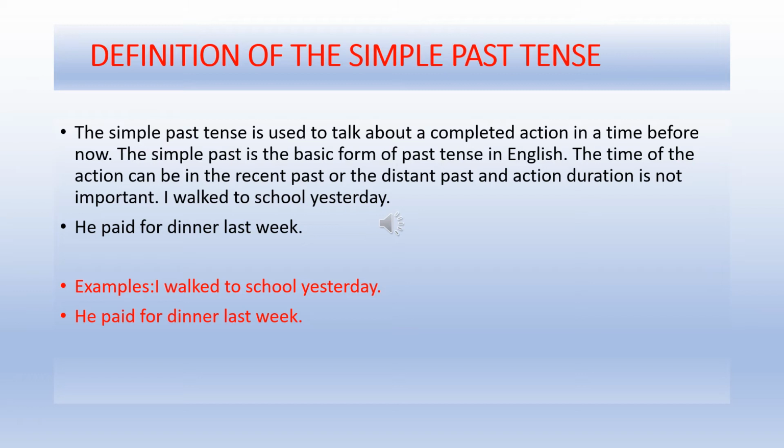The time of the action can be in the recent past or the distant past. An action's duration is not important. I walked to school yesterday. He paid for dinner last week. Take a look at these examples. I walked to school yesterday. He paid for dinner last week. Both these sentences are in the past simple tense. Past simple tense is one of the elementary past tenses in the English language. I'm going to show you how to form past simple tense and when to use past simple tense.